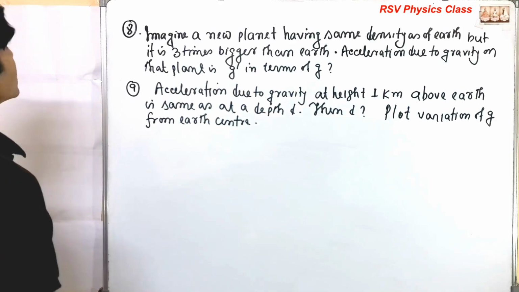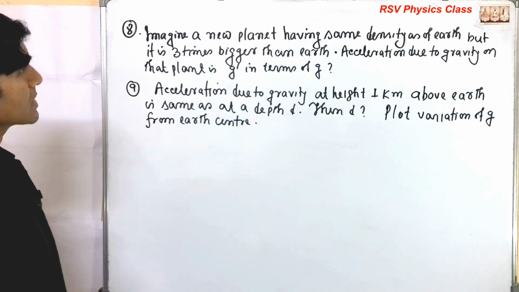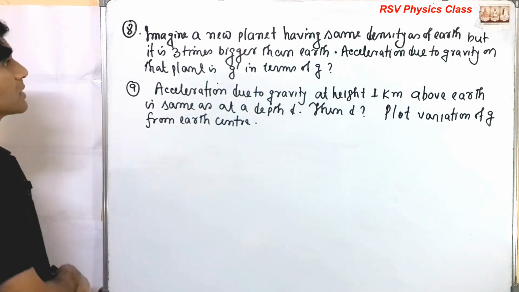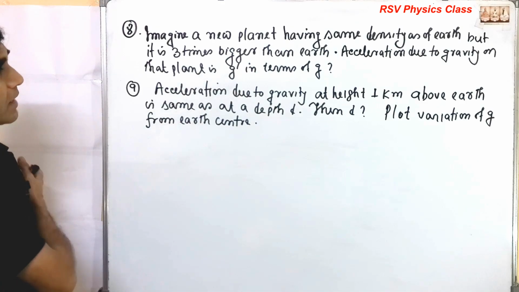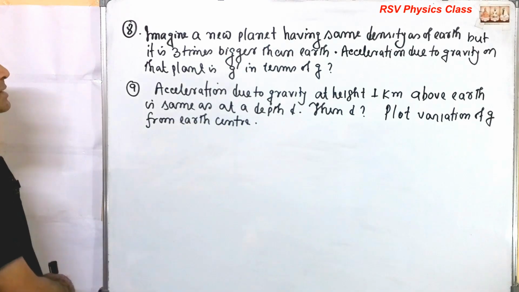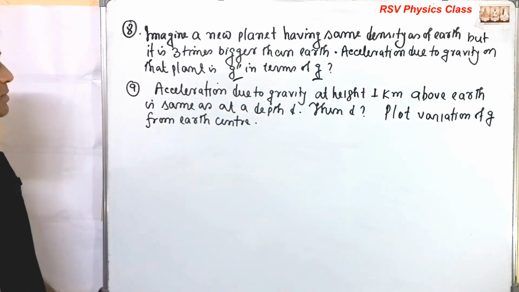Read problem number 8. Imagine a new planet having the same density as Earth. It is 3 times bigger than Earth, and the acceleration due to gravity on that planet is g prime, and the acceleration due to gravity at Earth is g. So g and g prime is the relationship you have to find.